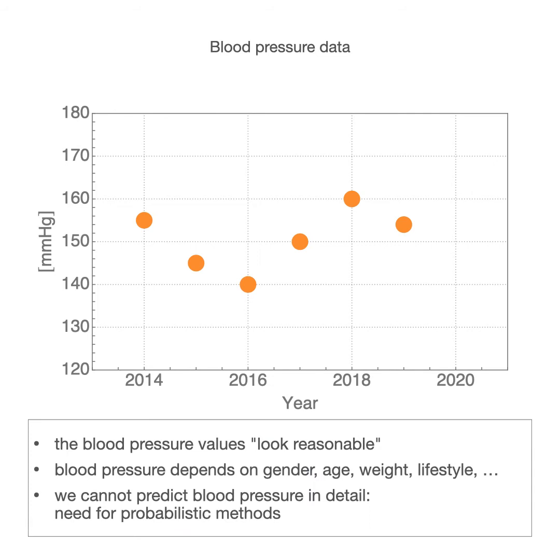Data are rarely coming without background knowledge. And for blood pressure, there is a lot of background knowledge. Blood pressure depends on gender, age, weight, and a couple of other factors. And from that background knowledge, we can tell that the pressure values look reasonable. On the other hand, there is no physical law which predicts blood pressure as a function of time. So we need probabilistic methods.